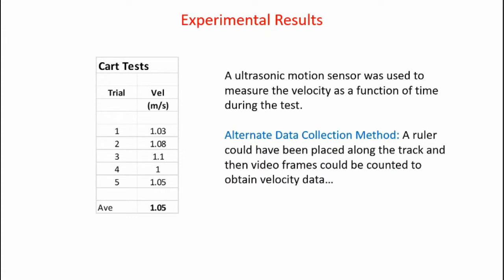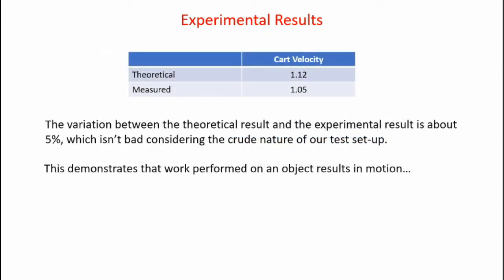Here are the final results from our experiment. We ran 5 trials measuring the velocity of the cart each time. We got an average velocity of 1.05 meters per second after the cart was pushed on by the rubber band. Here's a comparison between the theoretical and measured values. Theoretically, we calculated that velocity should be 1.12 meters per second, and experimentally we measured 1.05 meters per second. And this variation represents a 5% difference, which isn't bad considering the crude nature of our test setup.